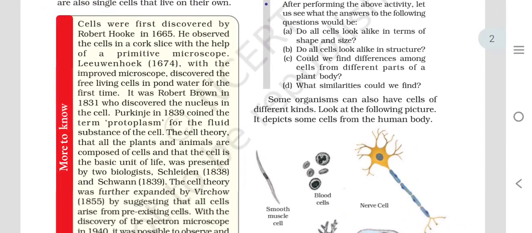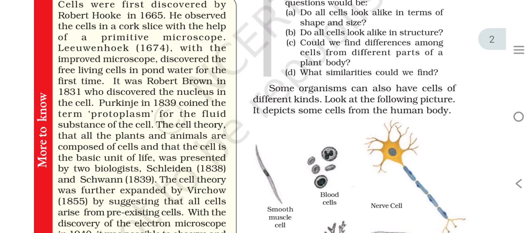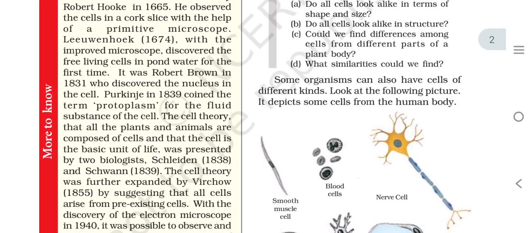Cells were first discovered by Robert Hooke in 1665. He observed the cells in a cork slice with the help of a primitive microscope. Leeuwenhoek, with the help of an improved microscope, discovered the free living cells in pond water for the first time. So Robert Hooke discovered the dead cell in 1665. But one scientist was there, Antony van Leeuwenhoek. He discovered the living cells under the microscope in the year 1674.